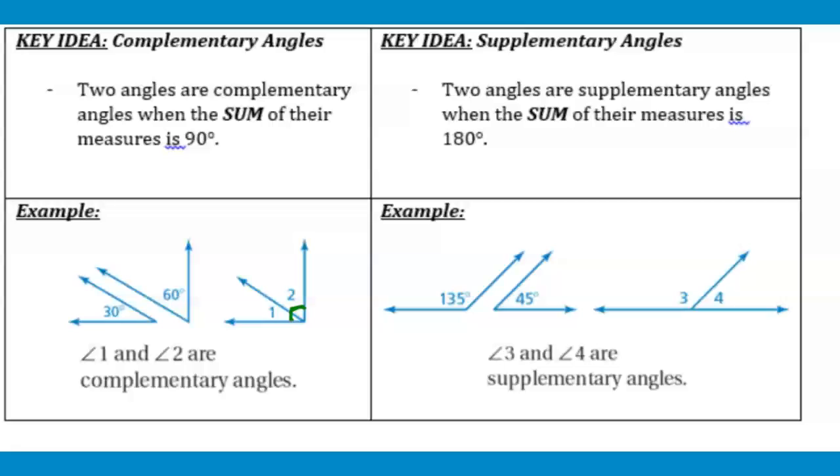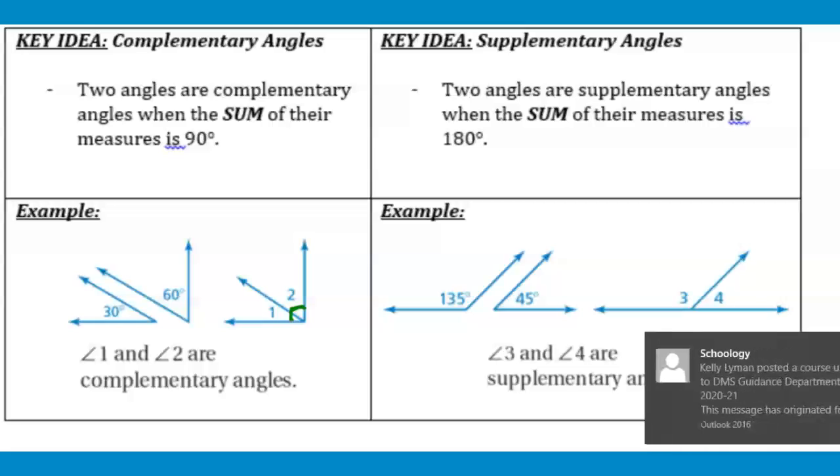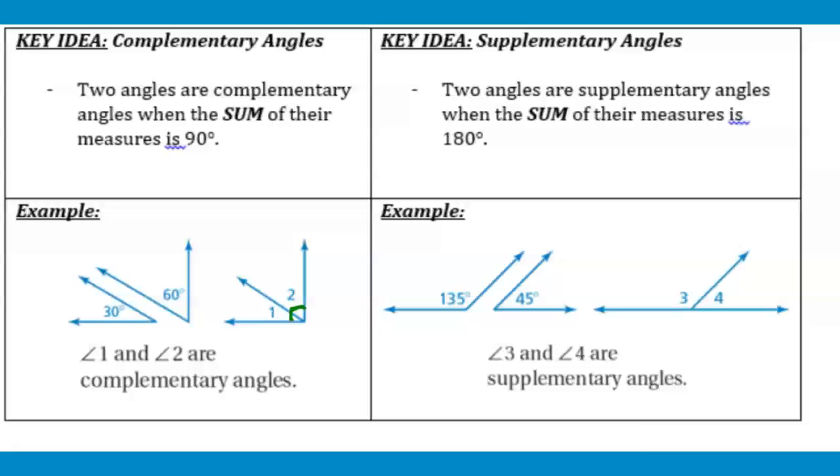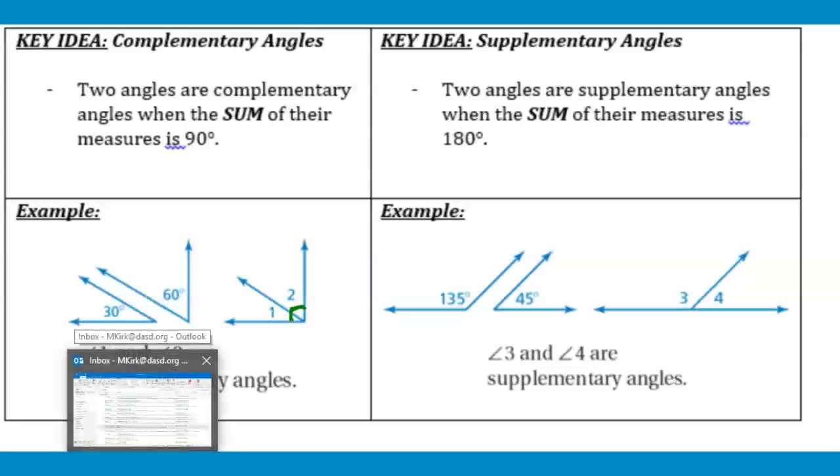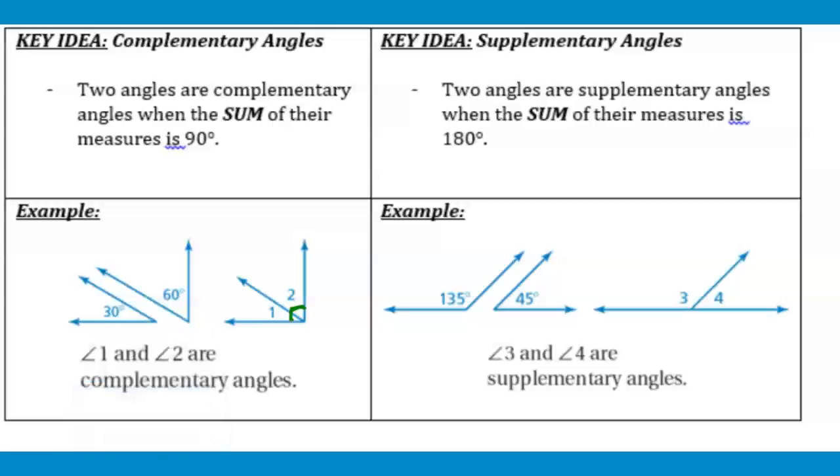The other type on here is the supplementary angles. Supplementary angles are two angles that add up to 180 degrees, or have a sum of 180 degrees. In our example, we have a 135 degree angle and a 45 degree angle. And when I add those together, I get 180 degrees. Or if we look at angle 3 and 4 down there, they form that straight line. A straight angle is 180 degrees. So putting those two together, I have a sum of 180 degrees.